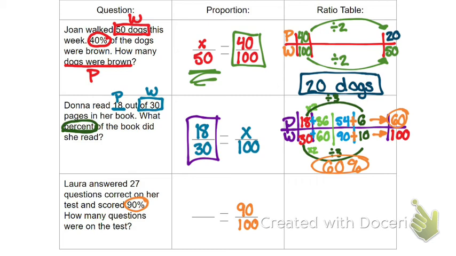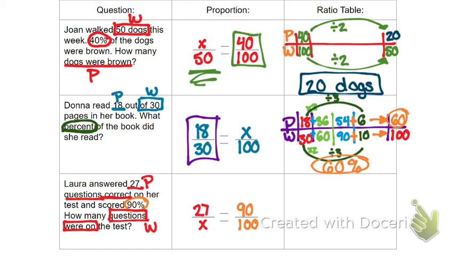So I'm going to go to the question. It says, how many questions were there on the test? So that is looking more like a total, because we want to know how many there were total. So that's going to be our whole. And I'm going to underline the other piece, because that means that that is our part. So 27 is how many they got correct. So that's a part of it. And we want to know how many questions were on the test. So we're going to put the X for the whole.